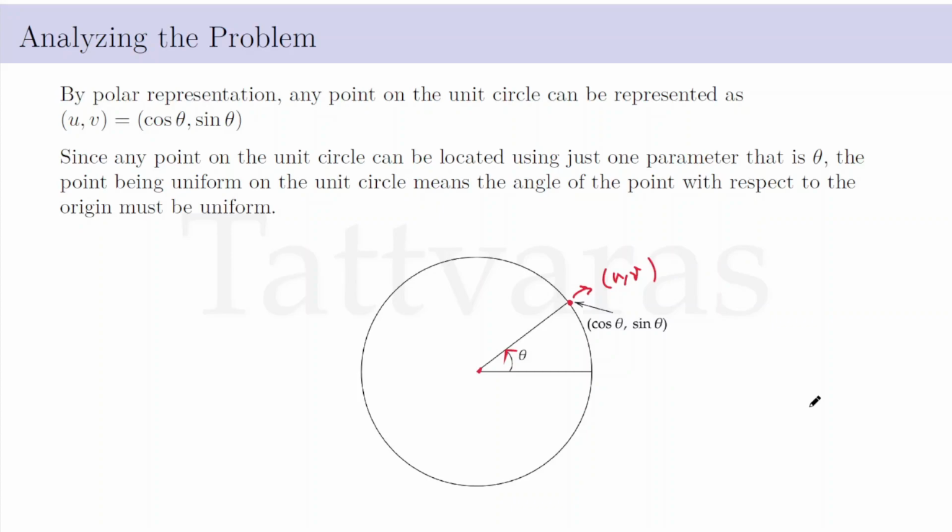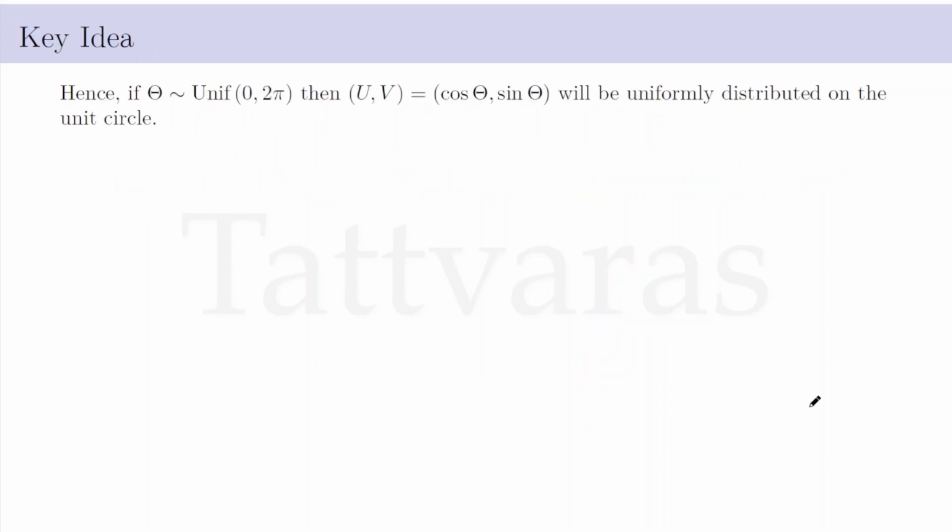But if it is random, to make it uniform, we have to choose uniformly the value of theta. That means we have to choose theta from the set of all possible angles, right? Now what is the set of all possible angles? That is nothing but 0 to 2 pi in radians. So that is exactly the key idea behind this problem. If we choose theta uniformly from 0 to 2 pi, then (u, v), the corresponding point in the polar representation, gives us a point that is uniformly distributed on the unit circle, right?